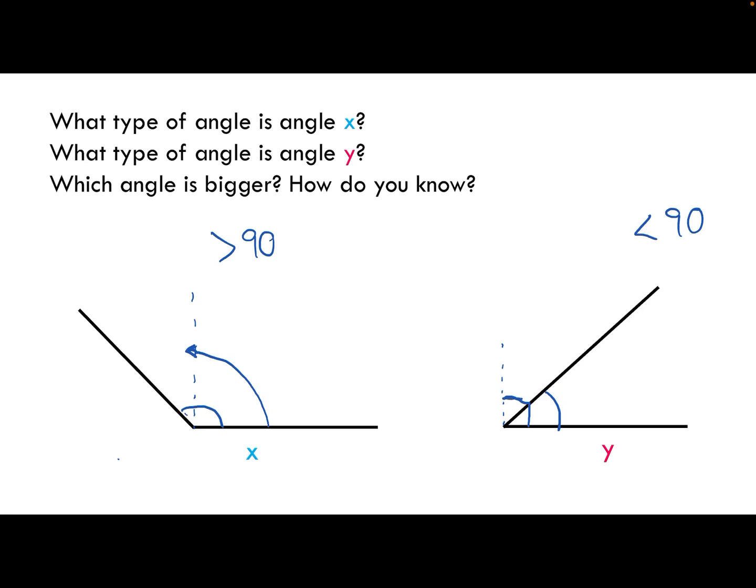I can estimate Y. If this is 90, I can see it's not quite, but it's roughly halfway around. The distance from here to here is roughly the same as here to here. Not quite. So it's going to be roughly 45 degrees in my estimation. You might argue that it's closer to 40.